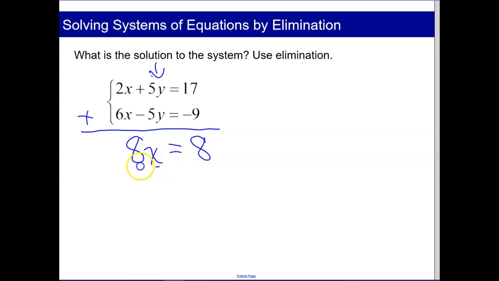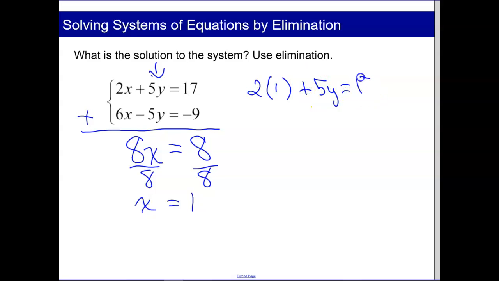I can solve this equation for x. I find out that x is equal to 1. This is a system of equations. I want to find the point where those two lines intersect. So far I have the x-coordinate. Now I want to find the y-coordinate. So I choose either equation, substitute 1 for x, and now I'm going to solve this equation for y.